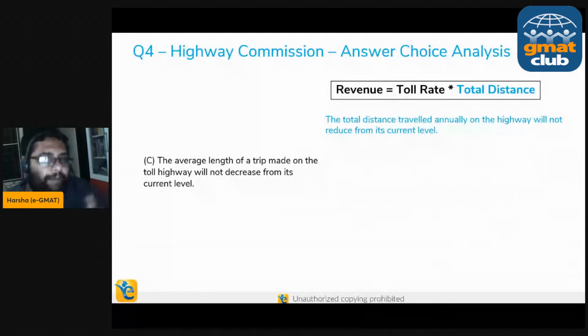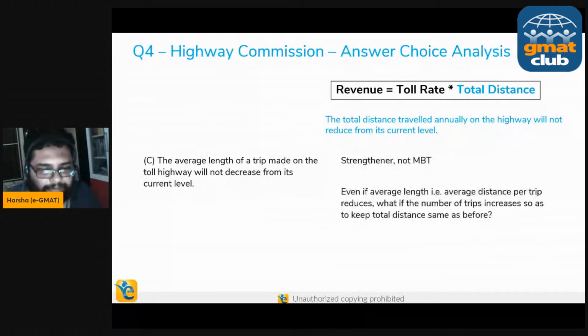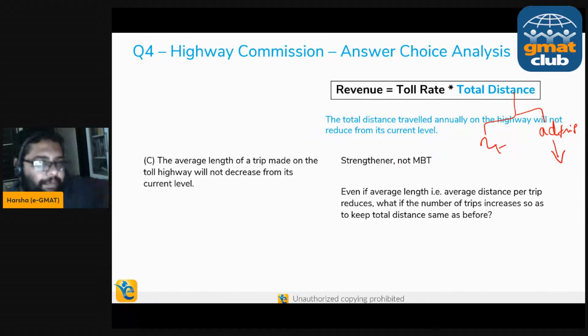One of you chose option C as well. So option C is the complementary piece. Again, it's the same logic. Number of trips and average length, or in other words, average distance per trip. So even if my average length of trip came down, it can be compensated. What if people are doing more trips? Okay, people are not covering as much distance on the highway. The average distance per trip has come down, but overall people are doing a much higher total number of trips. So instead of earlier doing only 100 trips, now they're doing 150 trips. My total distance will still remain the same, and as long as total distance still remains the same, my conclusion will not break down. Option C also does not work.